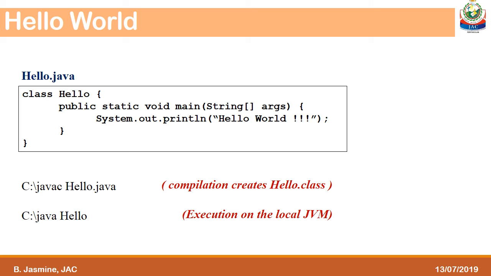Here is a simple program in Java. The class is a keyword, hello is a class name, public static void main is the main statement, and system.out.println is for printing the statement. And then we have to compile the program: javac hello.java. To run the program, we just type java and the class name, hello.